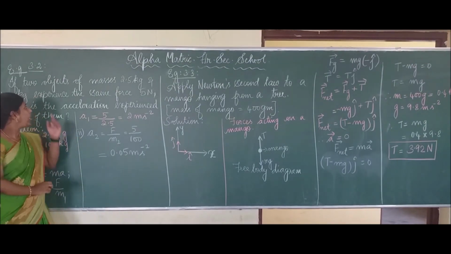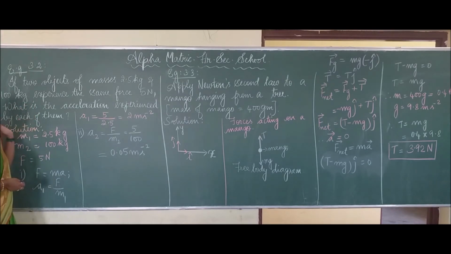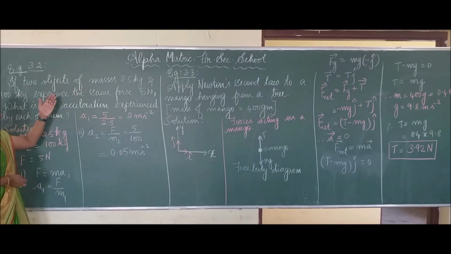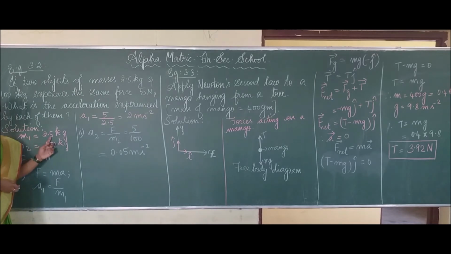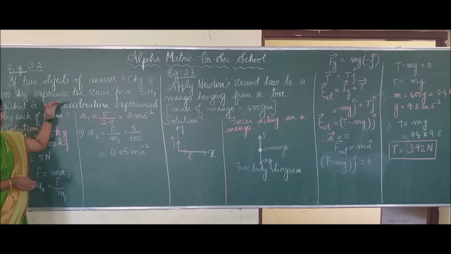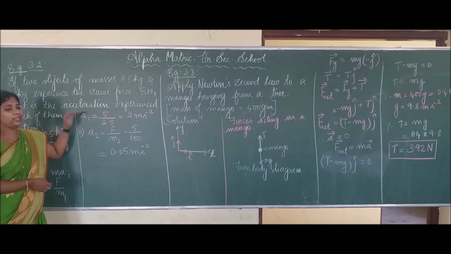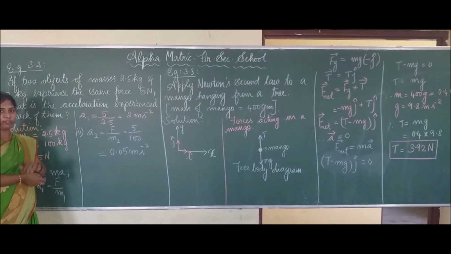The next one is example 3.2. So in this problem, what is given? If two objects of masses 2.5 kg and 100 kg experience the same force of 5 Newton, what is the acceleration experienced by each of them? So consider the two masses given here: mass m1 is 2.5 kg and mass m2 is 100 kg. These two masses experience the same force, that is 5 Newton. So F equals 5 Newton. We have to calculate the acceleration experienced by each body.